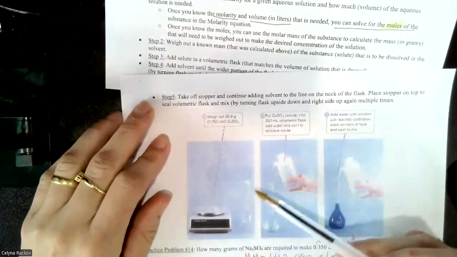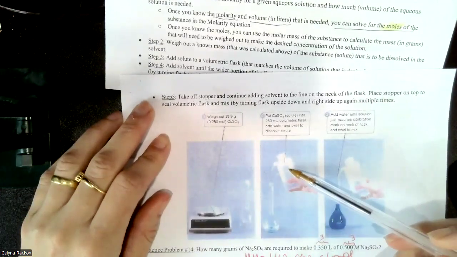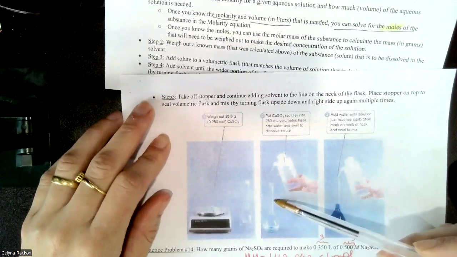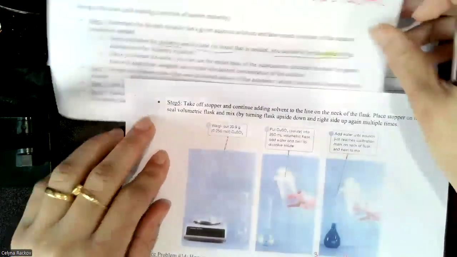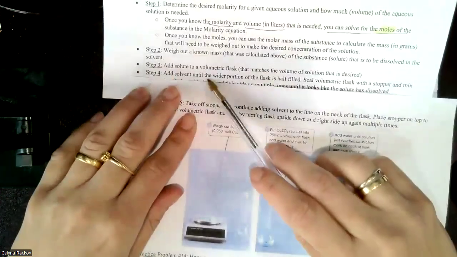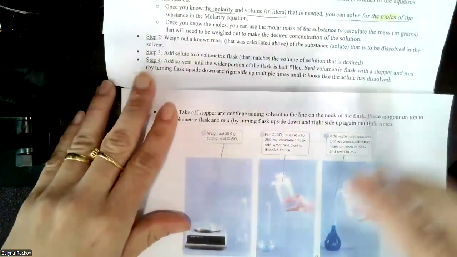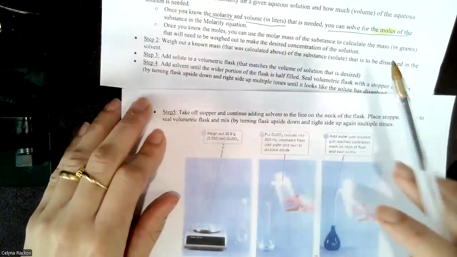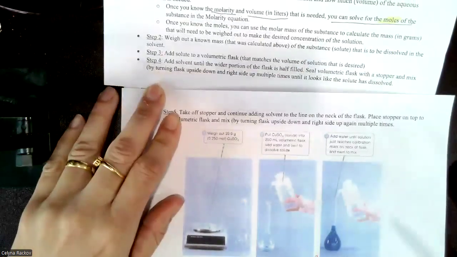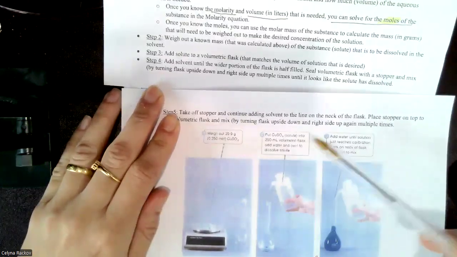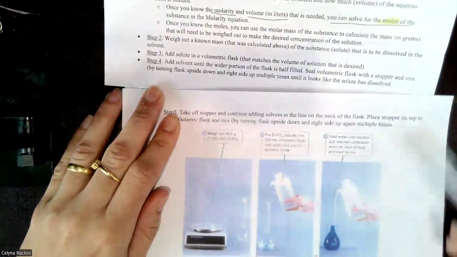So you want to add the solid to the volumetric flask, this example here. And then I'm going to add water until the desired volume. Add solvent until it's half filled. Then seal the volumetric flask with the stopper and mix by turning the flask upside down, like this, multiple times until it looks all dissolved.